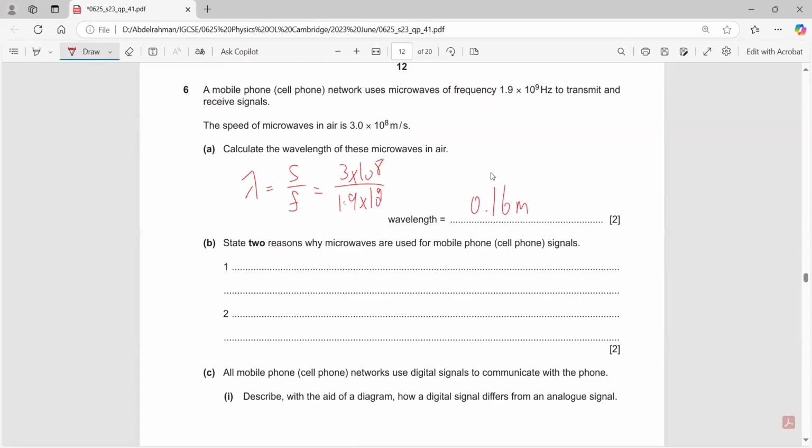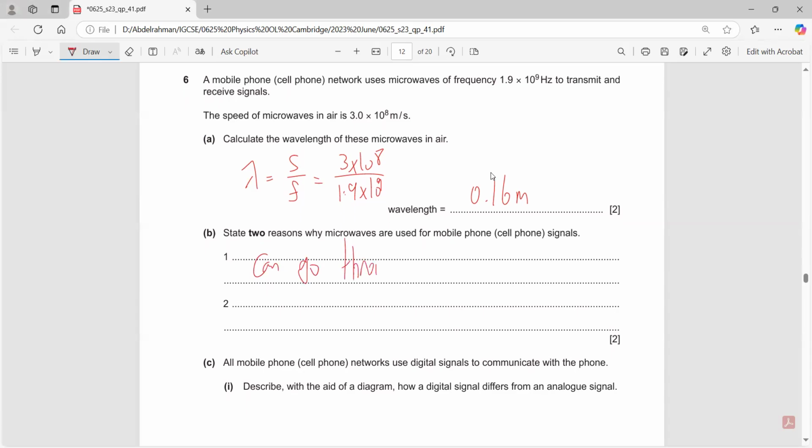State two reasons why microwaves are used in mobile phones. One of them is because they can go through walls, they can penetrate walls. Also, more recent mobile phones have very short antennas. So: can go through walls and have very short antennas.